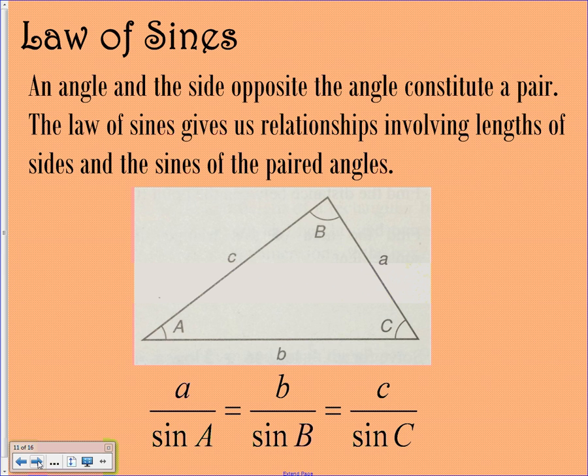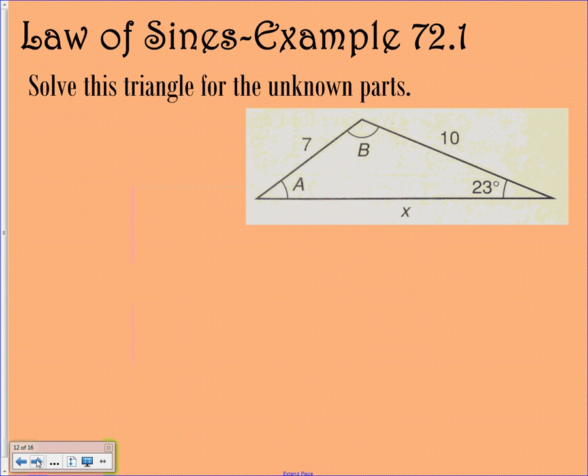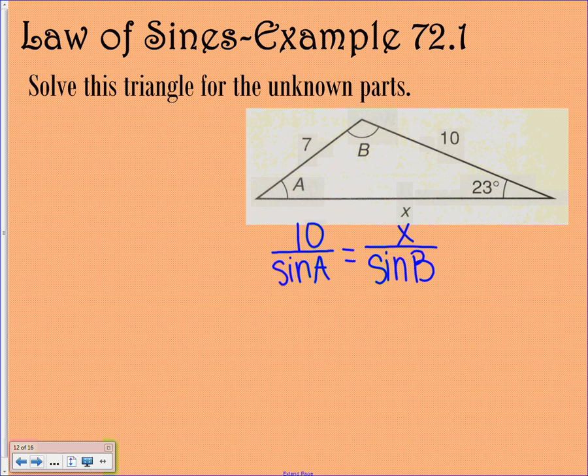So now let's look at an example when we use the law of sines. It says to solve it for the unknown parts. So the first thing that you're going to want to do is to set up your ratios. So the side length that goes with A is 10 over the sine of angle A. And then we have X over the sine of angle B. And then we have 7 over the sine of 23. Now you have to put the sine of angle A, the sine of angle B, and the sine of 23. I've had people just do 10 over A, X over B, and 7 over 23, and that doesn't work. You have to actually do the sine of the angle.